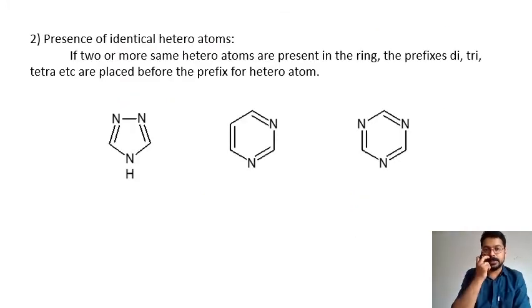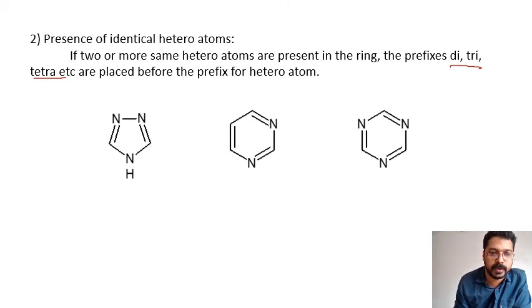Suppose in the same case, if different heteroatoms are present, you need to number the position of the heteroatom also. For example, the next point is the presence of identical heteroatoms. If 2 or more same heteroatoms are present in the ring, you can add prefixes like di, tri, tetra, etc. before the prefix of the heteroatom. For example, you can take this one. It is aza plus ole, azole, but it is 1, 2.